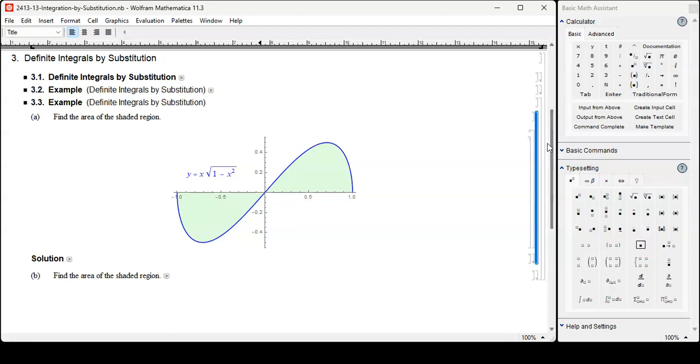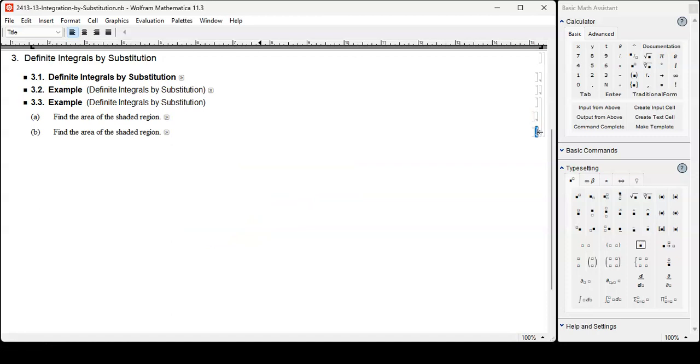The signed area will be 0, as you can see from this. Negative and positive will cancel each other. So if you integrate from -1 to +1, you're going to get 0. That's not helping. Here's another problem.